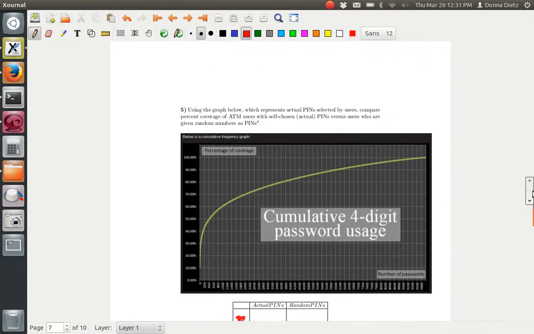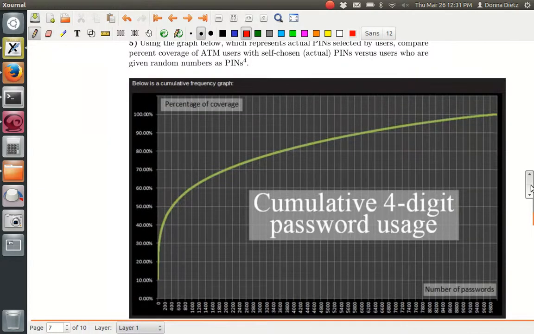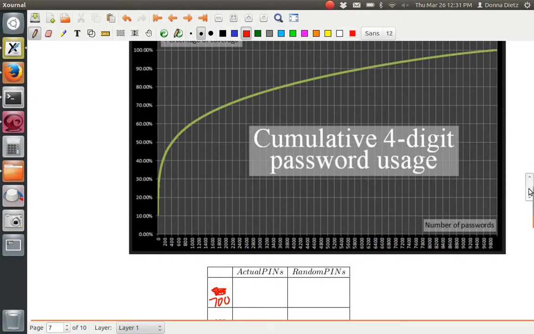Okay, so I'm going to zoom in a little bit. The first question to ask is, what is this saying? This is saying what percentage of pins are taken up by the most common pin numbers. So the first thing I'm going to do is draw a little line like that to say, hey, this is what happens if everything is chosen randomly. And that value would be what goes in here.